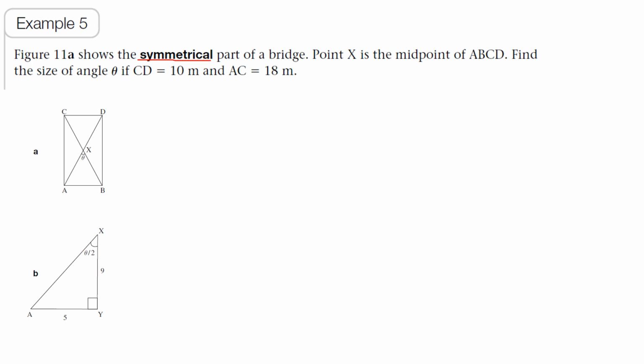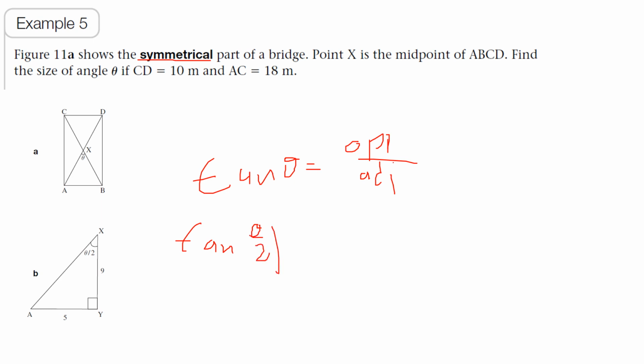So for number B, when we have to find theta, we ask what is this one here? This one is going to be opposite and this is going to be adjacent. If we have opposite and adjacent, we can use tangent. We can say tangent of theta is equal to opposite over adjacent. But now we substitute what we have. Our theta here is theta over 2, so it's tangent of theta over 2. Just substitute it as it is.